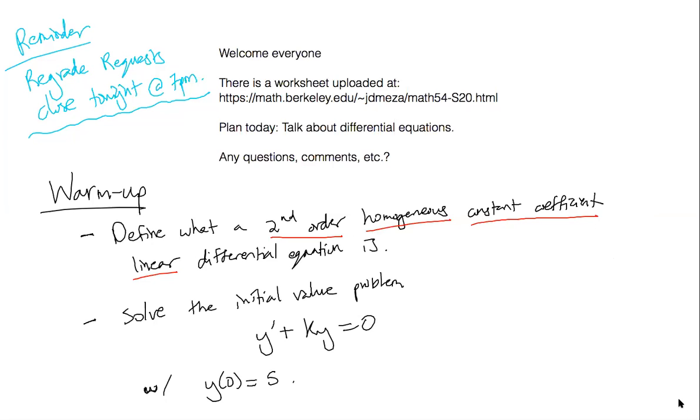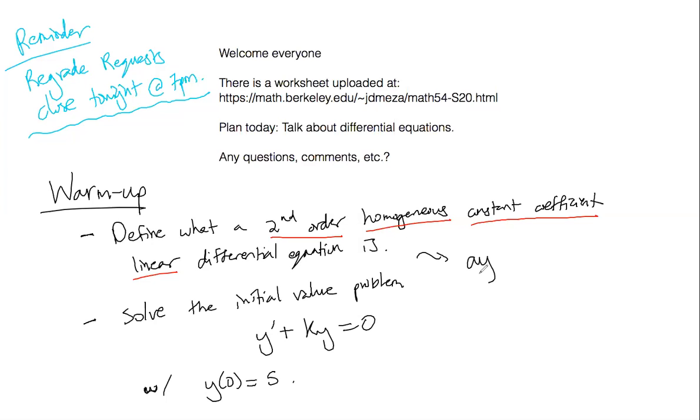So hopefully we're all working on this. We'll do it for like a minute or so, just to get our brains working. Okay, so why don't we talk about at least the first one.